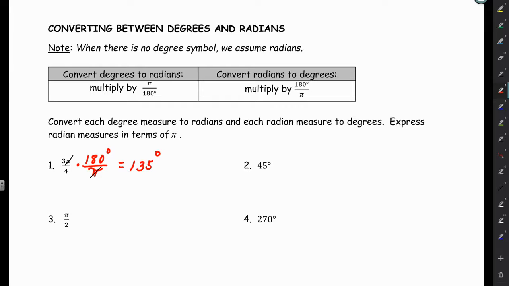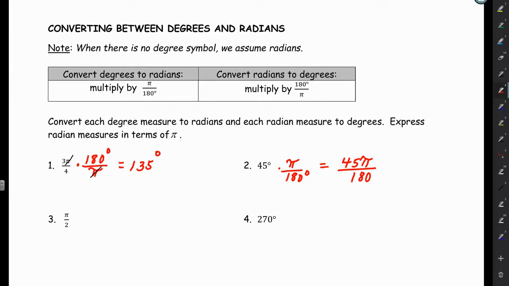Number 2 is 45 degrees. We have a degree symbol, so we know it's in degrees, and we want to convert it to radians. So we multiply by pi over 180. We said we're going to leave radians in terms of pi, so we end up with 45 pi over 180. The degrees cancel, and we want to simplify that.